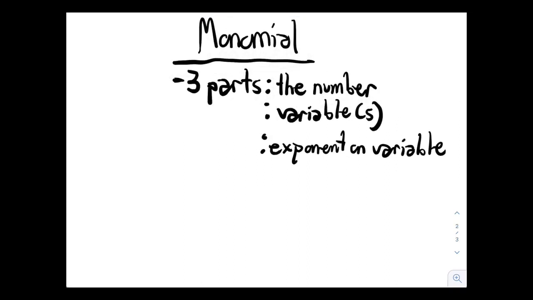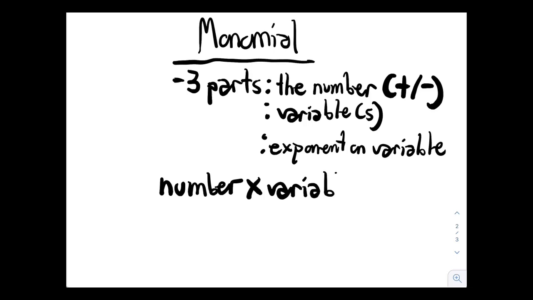So then what is a monomial? A monomial is comprised of three parts. The number, which can be positive or negative. The variable or variables, so it can have more than one, and the exponent on each variable. So in a monomial, the number and variable or variables are multiplied together. And the exponent on each variable must be a positive integer.